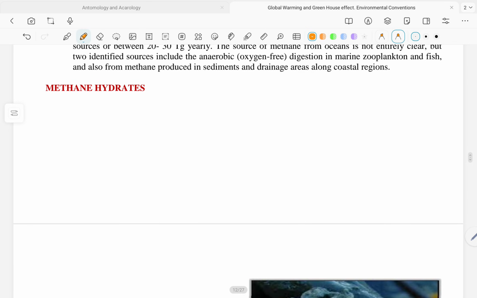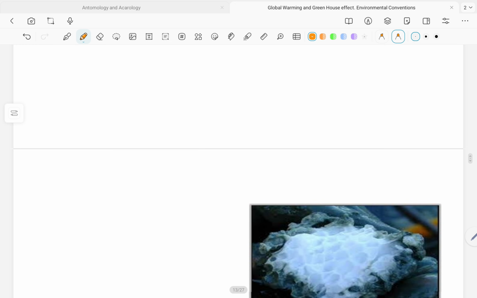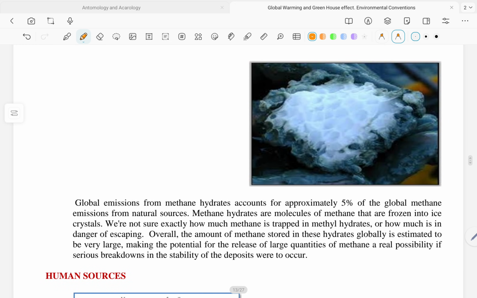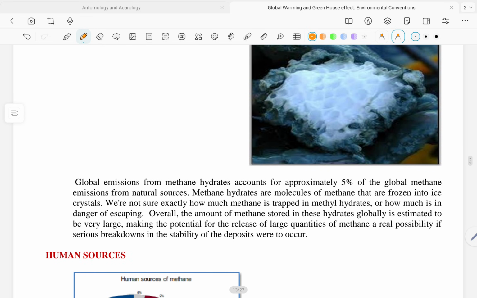Methane hydrate. Global emissions from methane hydrate account for approximately 5% of the global methane emissions from natural sources. Methane hydrates are molecules of methane that are frozen into ice crystals. We are not sure exactly how much methane is trapped in methane hydrate or how much is in danger of escaping. Overall, the amount of methane stored in hydrate globally is estimated to be very large, making the potential for the release of large quantities of methane a real possibility if a serious breakdown in the stability of the deposits were to occur.